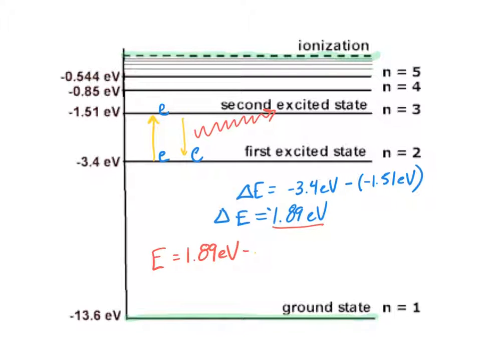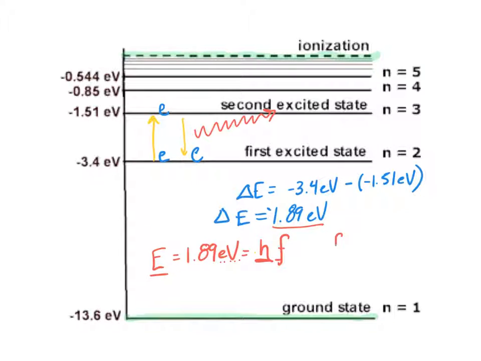Well, energy is equal to hf, so E = hf. Did I say electron? I'm sorry, energy is equal to hf. The h is Planck's constant. Which one are you going to want to use? You're going to want to use the one with the eV in it, with electron volts in it. And we're going to solve for that frequency.